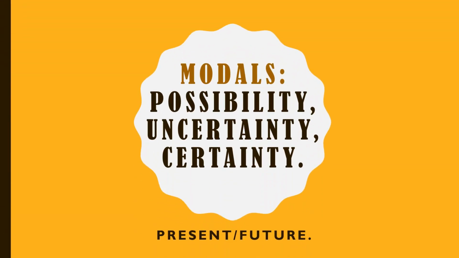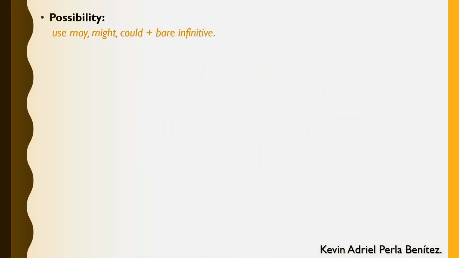Hello everyone. Today's topic is about modals, the modals that express possibility, uncertainty, and certainty in the present and future time. The first one is the one that expresses possibility, and its structure will be the following: may or might or could plus verb infinitive. When we are talking about the verb infinitive, we are talking about the following verb, the verb that comes after the modal, and it is known as a verb in the base form.